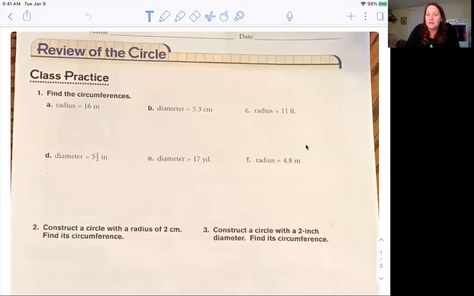Since it's a review, we do not have a lesson per se, but we're going to be reviewing as we go along in the lesson. So let's look at number 1. It says find the circumference.